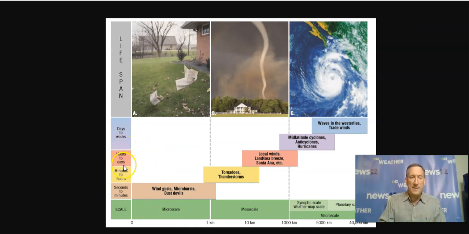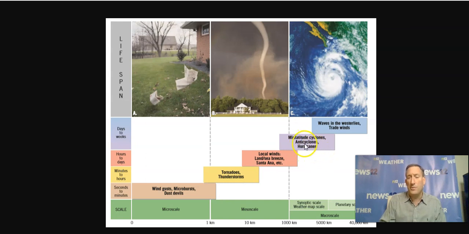So days to weeks, hours to days, minutes to hours, seconds to minutes. That is our lifespan. Our scale: microscale, mesoscale, then we get into synoptic scale and planetary scale. And you can see macro scale goes up to more than 40 to 50,000 miles. Thunderstorms and tornadoes are on that mesoscale, minutes to hours. Wind gusts and microbursts, which can come out of a thunderstorm, are microscale: very small, very intense, and only around for a very short period of time.